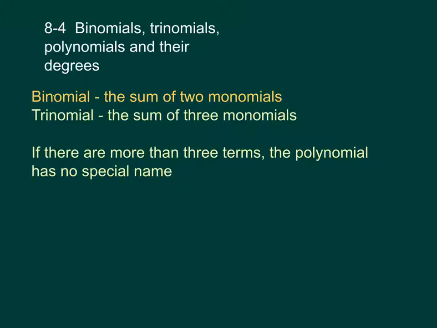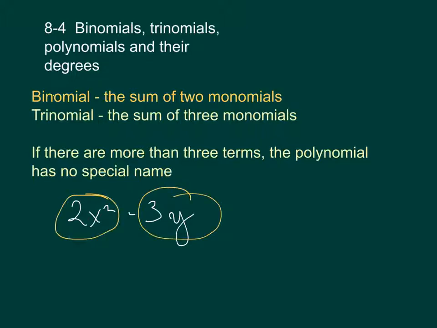If we have an expression that's, for instance, 2x squared minus 3y, that has two different terms. And how do we know it's a different term? It'll be separated by a plus or a minus sign in between. So this has a minus sign in between the two. That's why I know that those are two separate terms. And if you have two separate terms, that's a binomial.